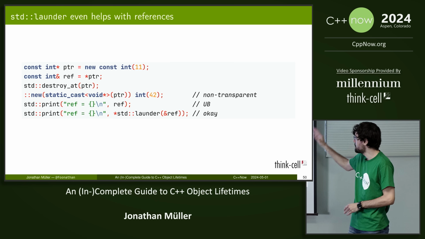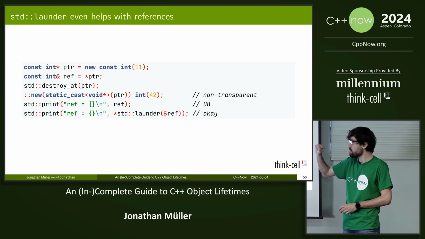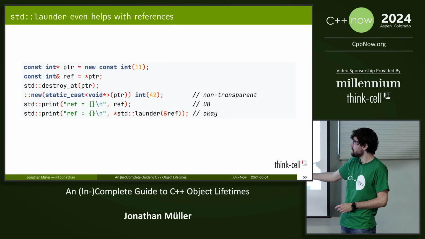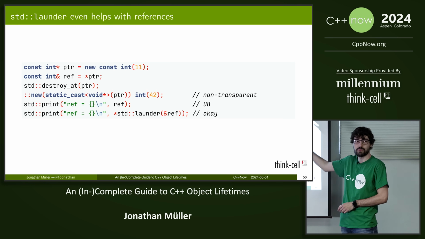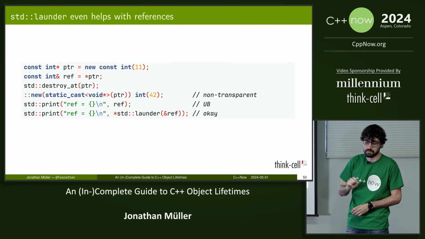Similarly, standard launder can help with references. So same deal, now we're just using references. Using the reference is UB, but we can launder it. You just have to take the address and then star, and then it's fine.